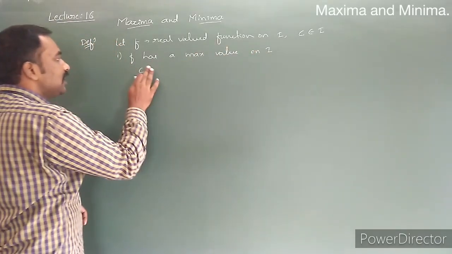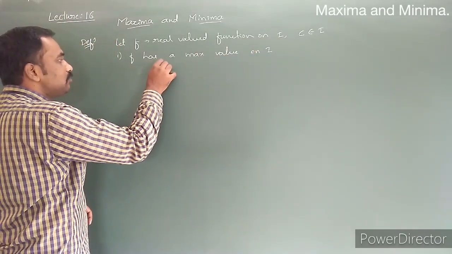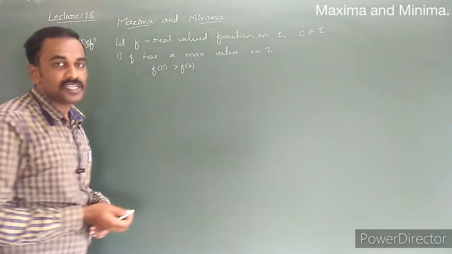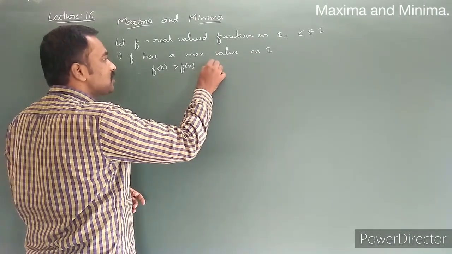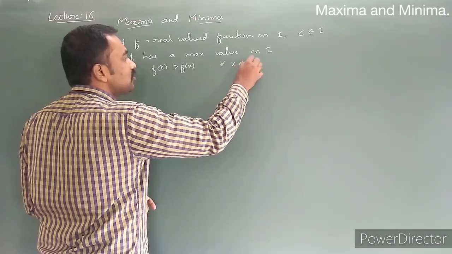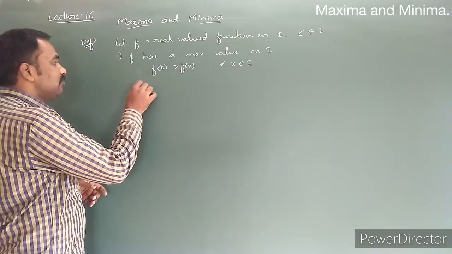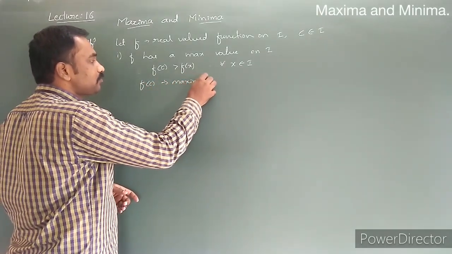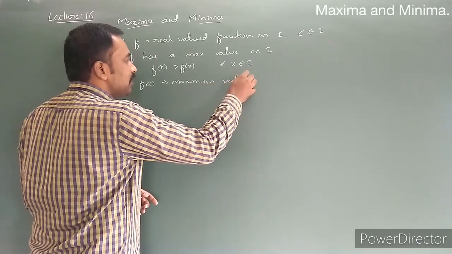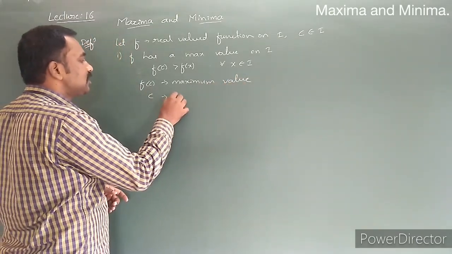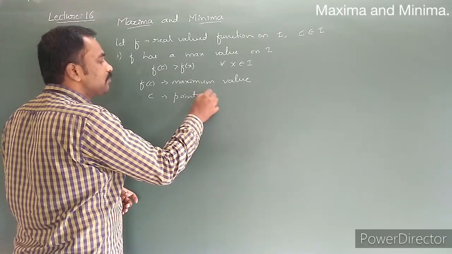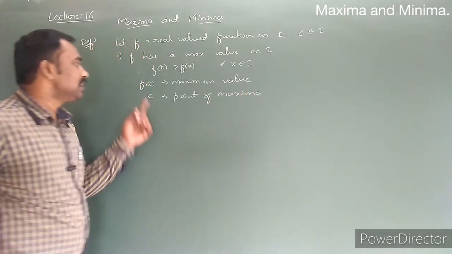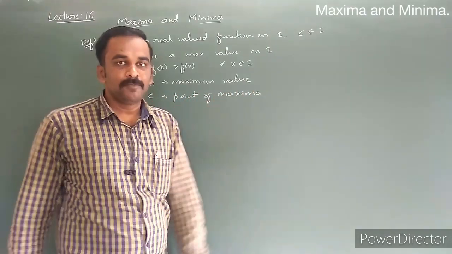That is, whenever f of c is greater than f of x for all x belonging to the given interval I, then we can say that f of c is the maximum value, and c is said to be a point of maximum.